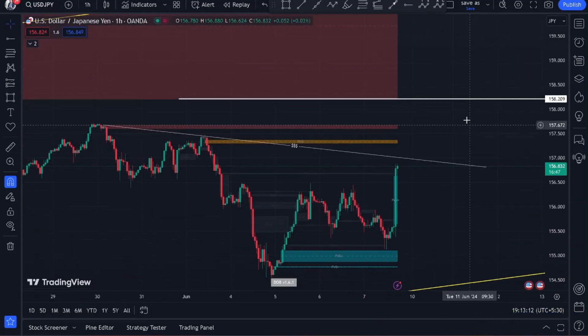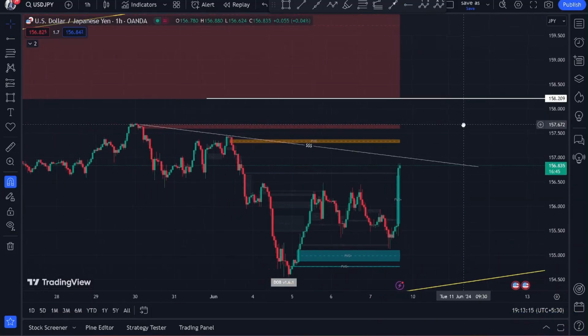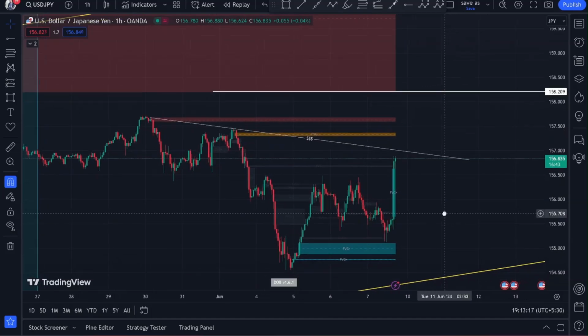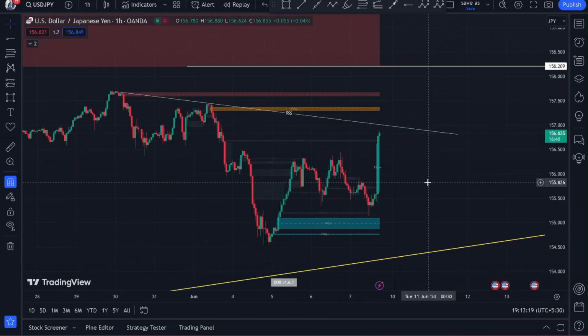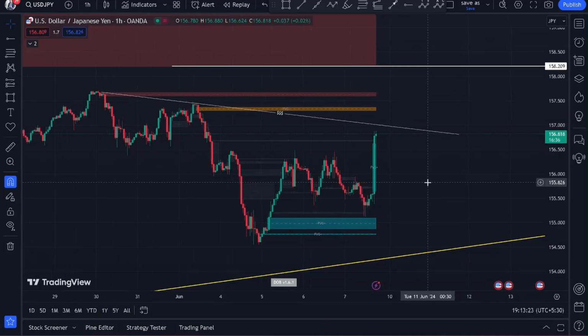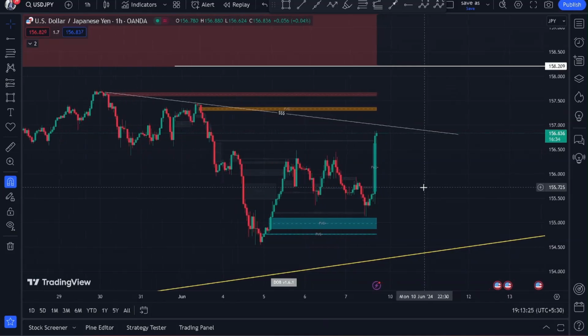So 158.200 could be the resistance where we can try to find some downside trade. There is no scope left in going long in the USDJpy.